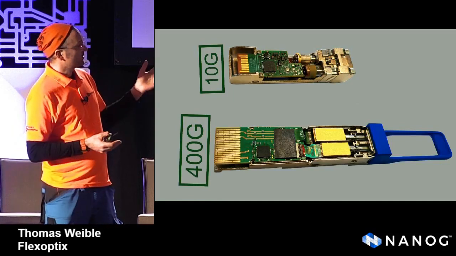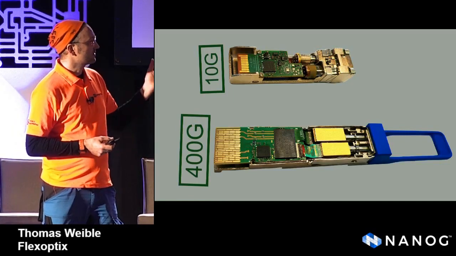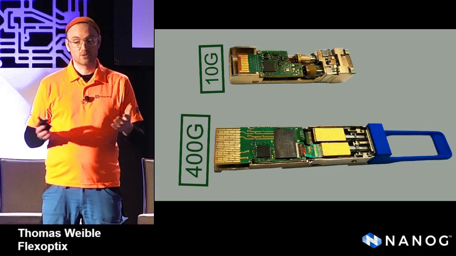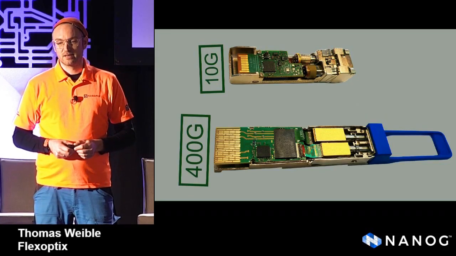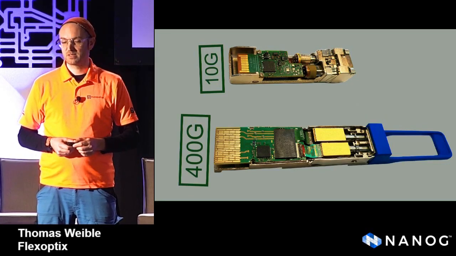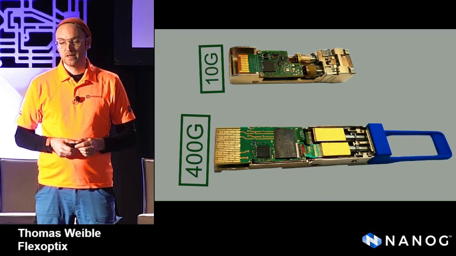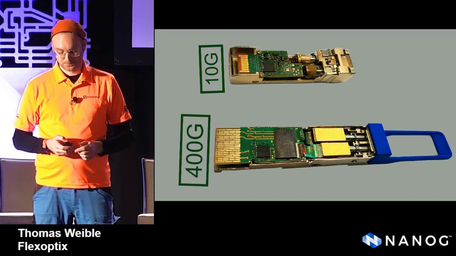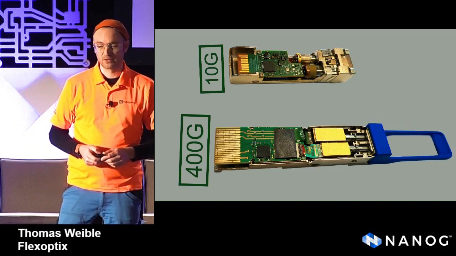So what I brought for you is a comparison of a 10 gig transceiver and a 400 gig transceiver. I opened them up for you. On the top, this is an SFP plus, and below you see a QSFP DD. Opened up, removed the housing. I don't want to talk about a 10 gig any longer.